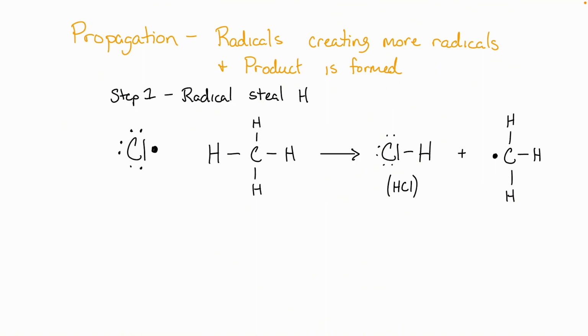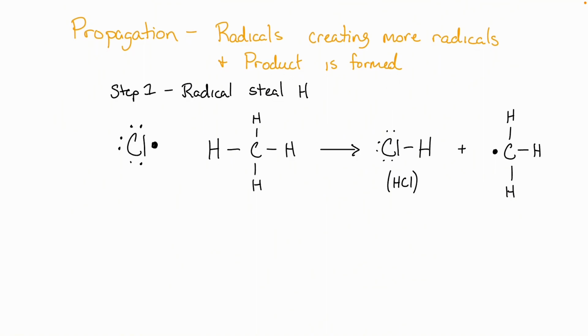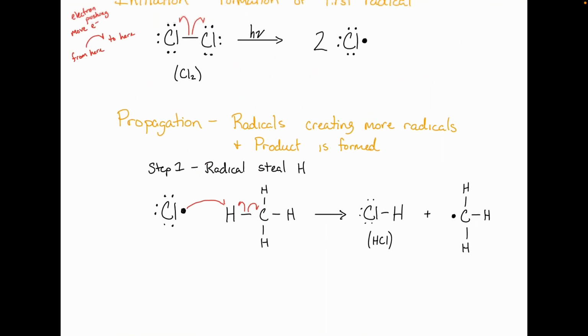Yeah, we got a radical on one side and a radical on the other side, okay? So step one, the radical steals a hydrogen, so what happens is this angry electron reaches out and grabs this hydrogen, and that causes this bond to break in that same way we saw up here.